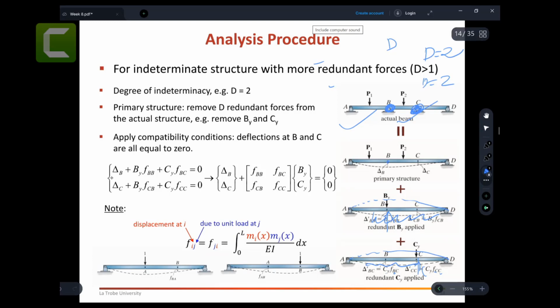So you have 2 extra compatibility conditions, that delta B here plus this equal to 0, this plus this equal to 0, and you can find those unknown quantities using this matrix. OK, for the beam, same thing. For this one, as I mentioned, displacement at I, this is the flexibility coefficient, displacement at I due to the load at J. So that's what they talk about.